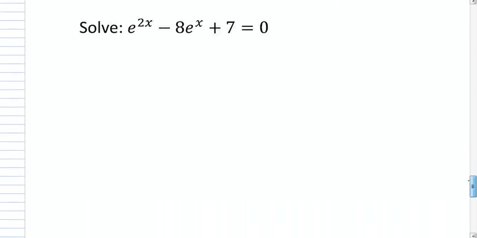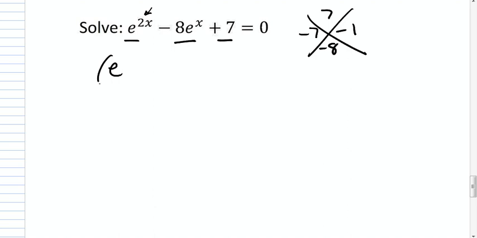All right, so the last example is one where you're going to have to factor, because notice you have a trinomial here. And you actually have a quadratic, because notice it's e squared, or e to the 2x, and then x. So basically what we'll do here is a diamond. We'll say, what are the factors of 7 that add to -8? And they are -7 and -1. So we'll have e to the x and e to the x, and then we'll have -7 and -1.